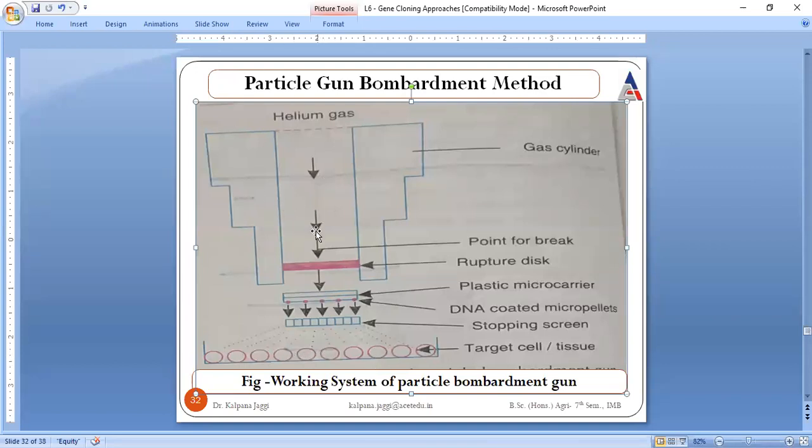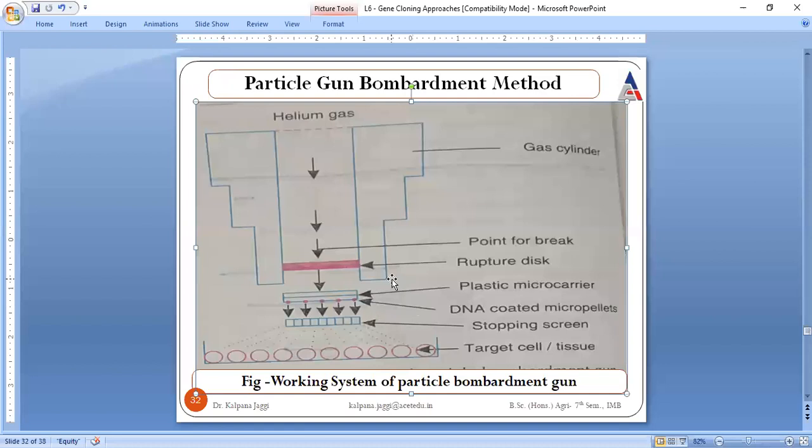But when the pressure exceeds the normal pressure, it breaks the rupture disc, and when this pressure falls onto the plastic microcarrier, it puts pressure onto these micropellets, and these micropellets break the screen which was otherwise stopping them from entering the cells. It could not stop them now because the pressure has exceeded to a larger extent, and as a result they enter into the cells. So this is the direct way of allowing the entry of the micropellets into the cells.